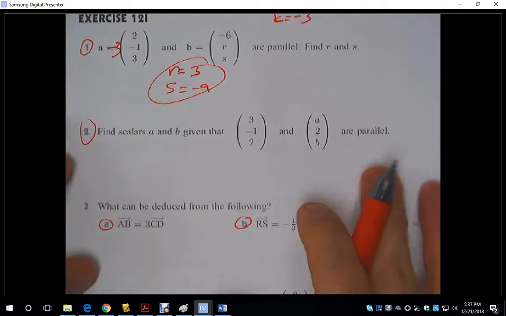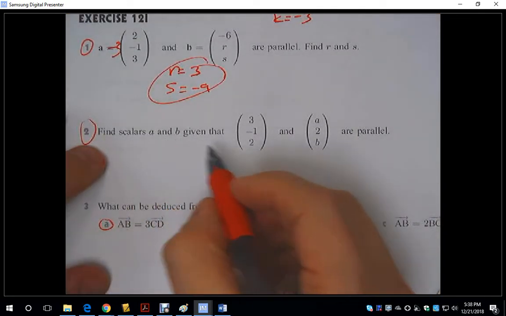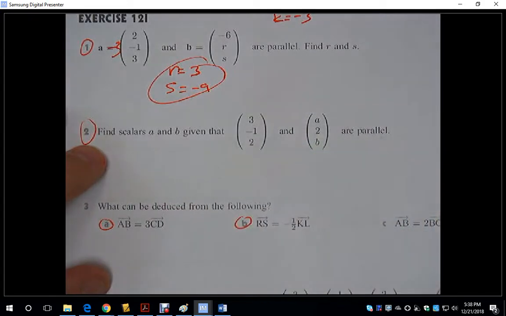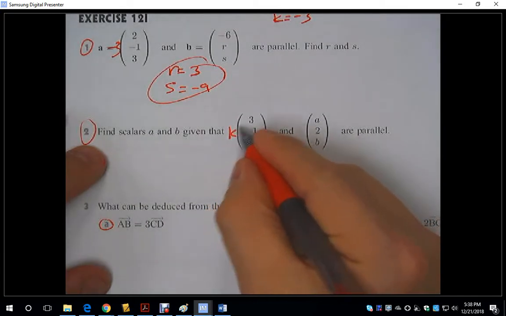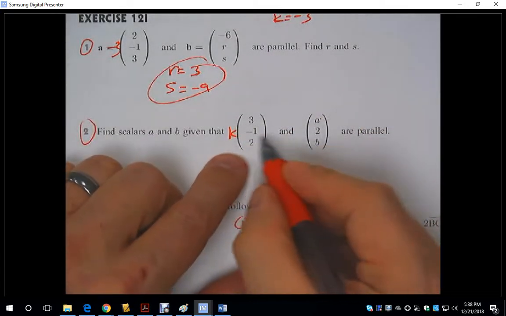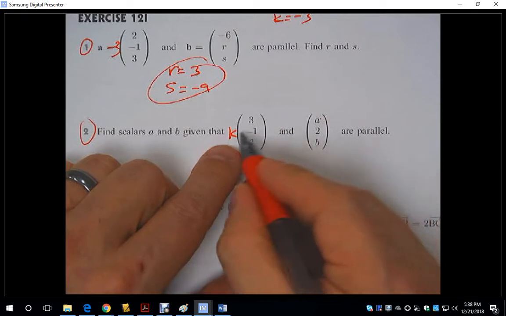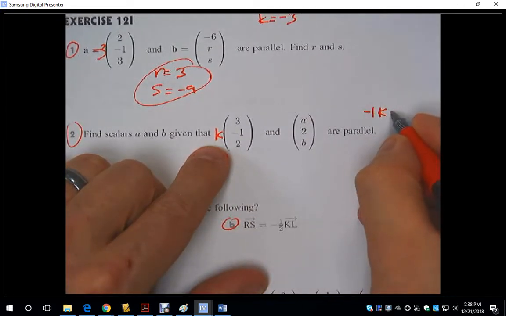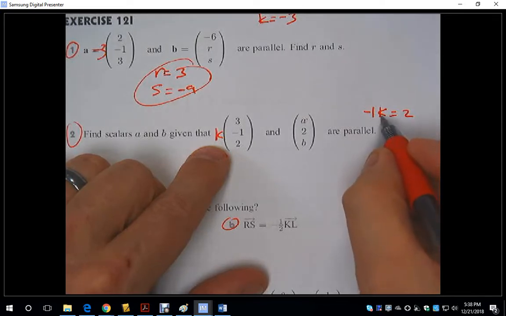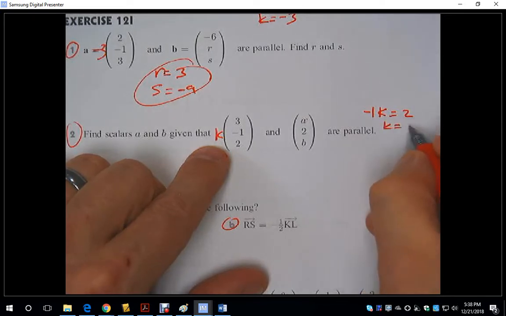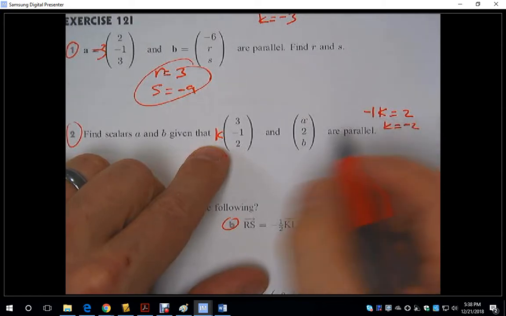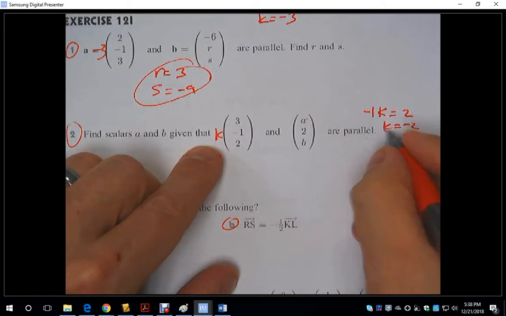All right, let's look at number 2. It says, find the scalars A and B, given that these two vectors are parallel. Same thing, there has to be some scalar, some k value here, that I'm multiplying by. Let's look at what we do have. It looks like our y values. So I have some scalar times -1, and that's going to equal 2. Well, what do I need to multiply here? K has to equal what? Well, -2. -1 times -2 is going to give me 2. So that's my scalar. K has to be -2.